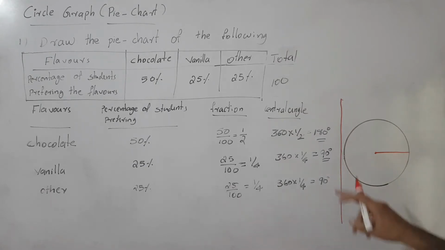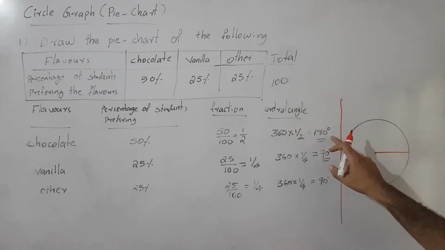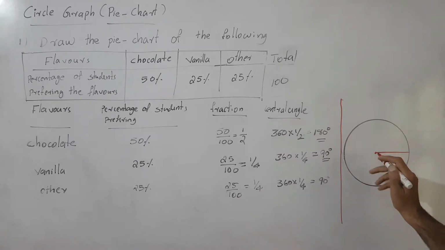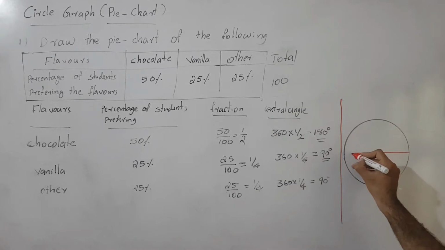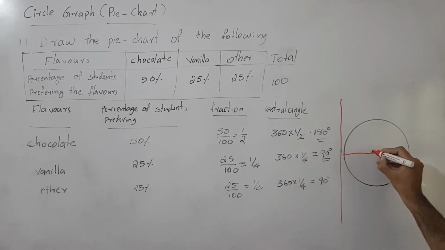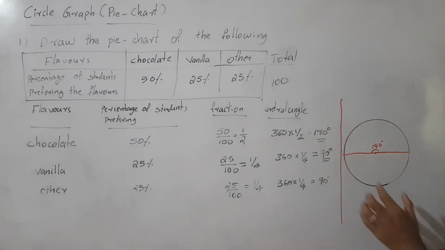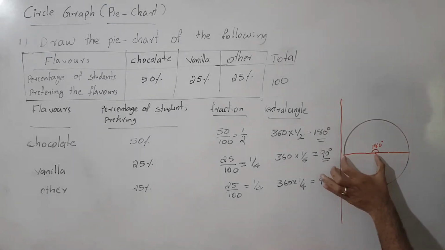Okay, first I construct 180 degree. 180 degree means we keep the protractor, we get a straight line. Then we just mark here is 180. Next is the new radius, correct, a new radius.